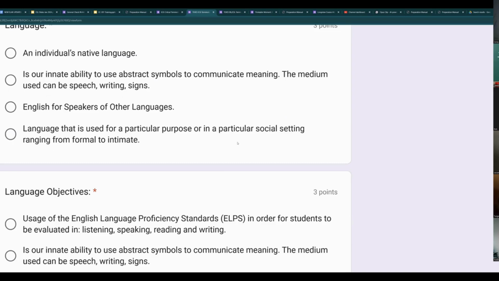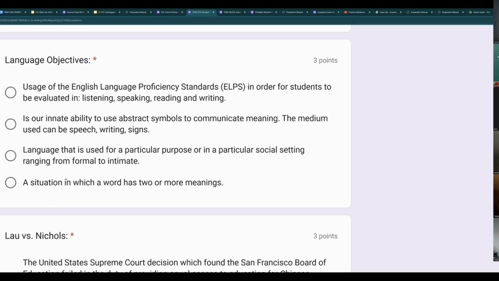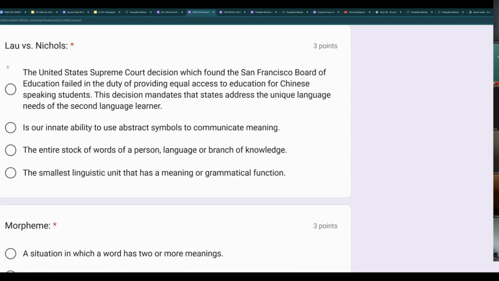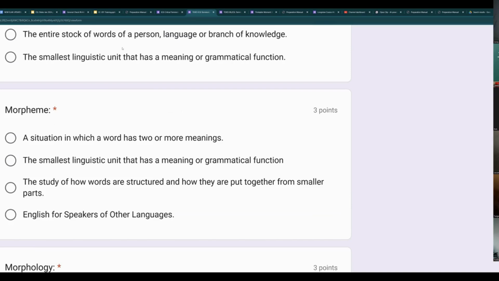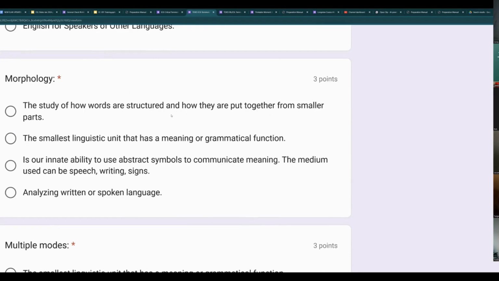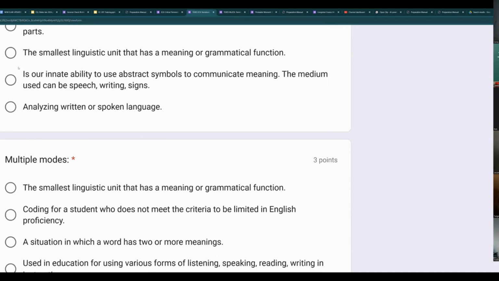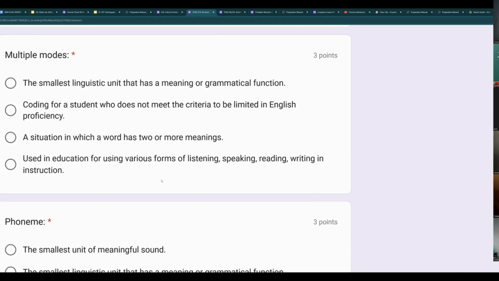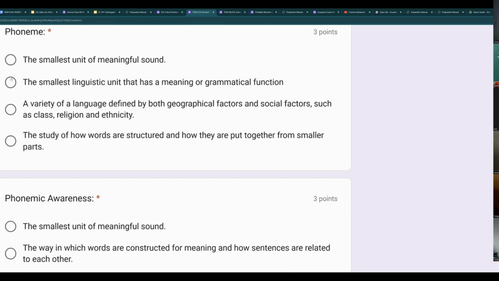Language objectives are tied to ELPS standards: listening, speaking, reading, and writing. So whatever we do, we should be doing listening, speaking, reading, and writing every day in class. Lau v. Nichols is that top one, the Supreme Court case. Morpheme, we already know, is the meaning. Smallest unit of meaning, second one, B. Morphology is the study of how meaning units are put together, A. Multiple modes: listening, speaking, reading, and writing, bottom one. Your phoneme is that smallest unit of sound.